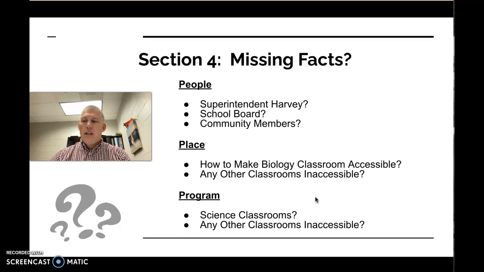For place, I need to look into the feasibility of making the biology classroom wheelchair accessible. Can it be done? What will it cost? Are funds available? And then also, are there any other classrooms that are inaccessible that need to be looked into? For programs, I need to look ahead and determine if other classrooms will need to be modified for access. I should also ascertain if there are any other students whose needs are not being met.